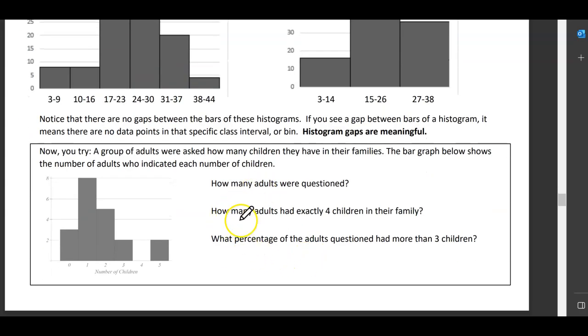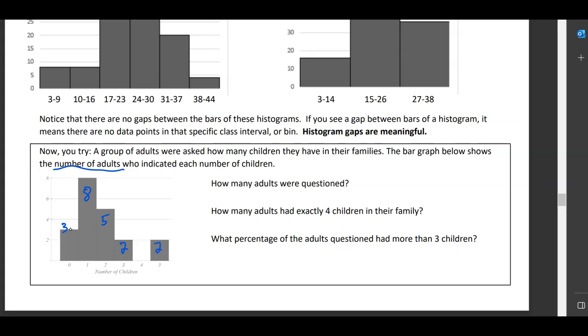So in this case, how many adults were questioned? A group of adults were asked how many children they have in their families. Okay? So no children in their families. This is 3, the height. And this is total number of adults, not percent. So this actually represents 3 adults said they have 0 kids in their family. 8 adults said they had 1 child in their family. It's like 5 adults, and this is 2 adults, and this is 2 adults.